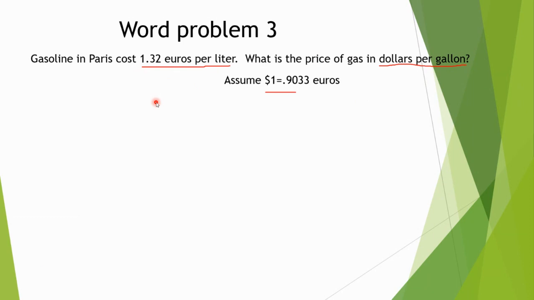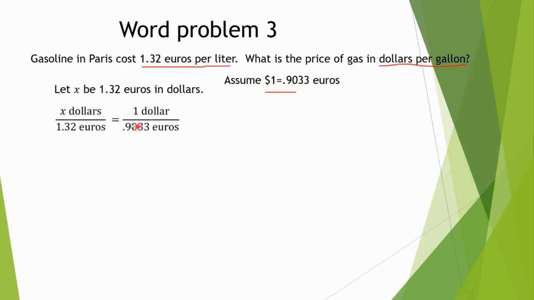Okay. So let's let X now be 1.32 euros in dollars. So X, in other words, is this amount here in dollars. Now from here, we can form a rate, right? It's really just like a conversion from before. We can form a rate. Namely, we have this thing over here, $1 is 0.9033 euros. And again, with X, we have X dollars per 1.32 euros.